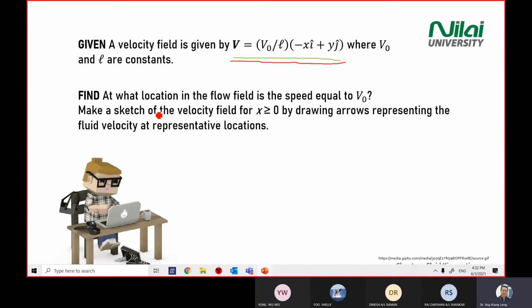Then you need to sketch the velocity field of this one. However, the domain that you need to sketch is only more than 0, and then you need to draw arrows to represent the flow velocity, to represent the location. So at this moment, we are looking at a vector equation, or a velocity field. We call it velocity field.